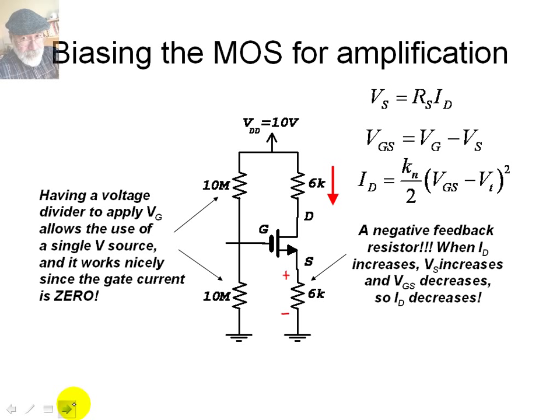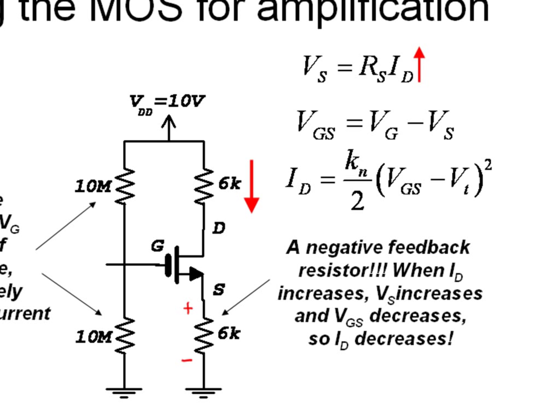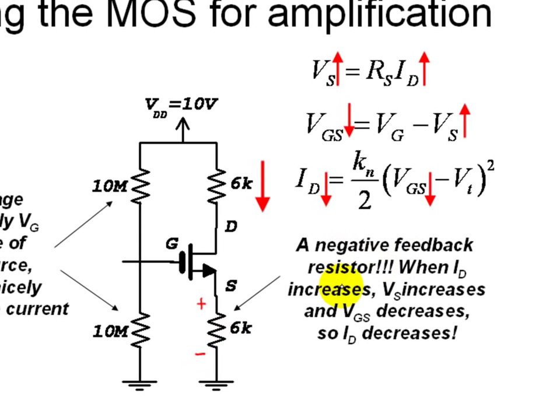Apart from that, we know that in saturation, the drain current is given by this formula that depends on VGS. Now, what I'm saying is that when ID goes up, because the characteristics of the transistors changed, then this voltage Vs also goes up because Rs is a constant. But if Vs goes up, because Vg is constant in this circuit, then VGS will decrease. But if VGS decreases here, then ID decreases. So you see the circuit is self-stabilizing, and we say that this source resistor is a negative feedback resistor.